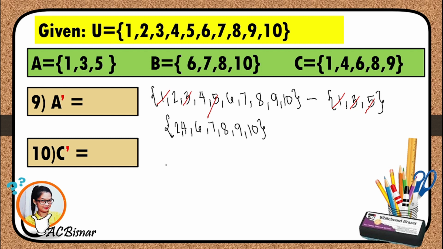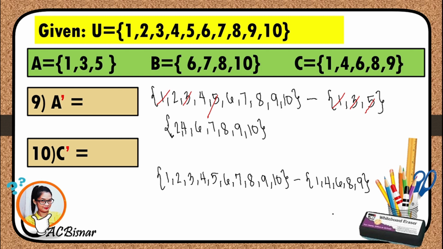Next, let us find the complement of C. So again, let us list the elements from the universal set. We have 1 to 10. Then, let us list the elements of C, which are 1, 4, 6, 8, and 9.